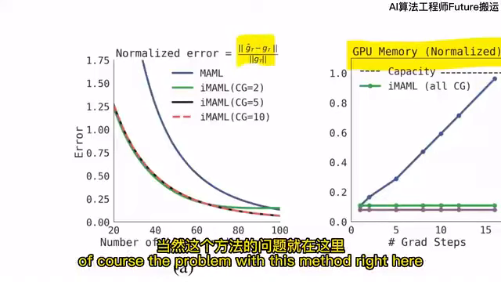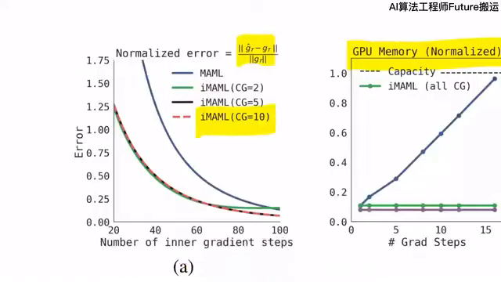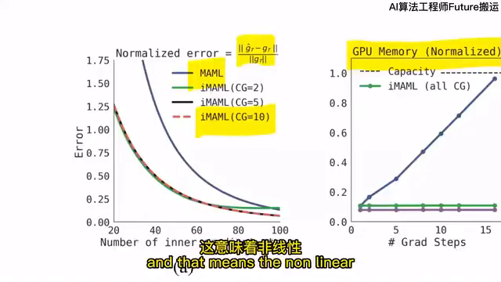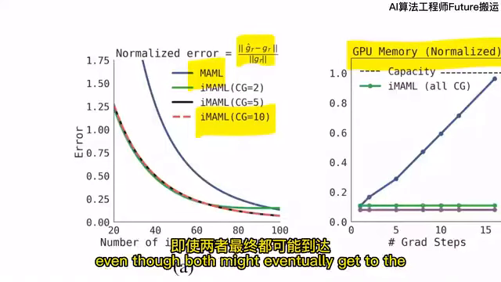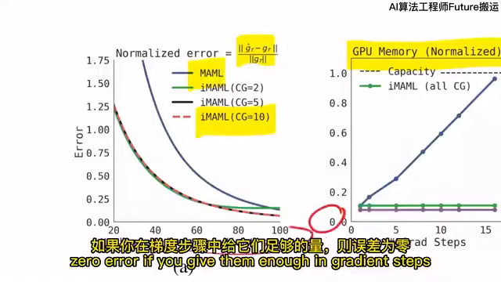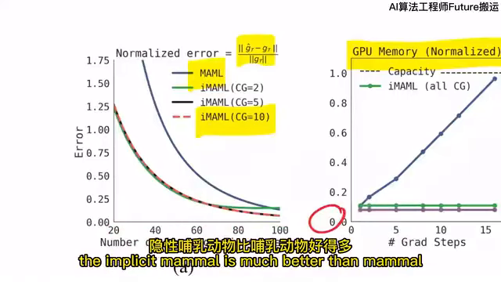Of course, the problem with this method right here is that you do these approximations and those could hurt you. But the problem with MAML is that you're backpropagating through the optimization procedure, and that means the nonlinear errors could sort of accumulate. And as you can see here, even though both might eventually get to zero error if you give them enough inner gradient steps, especially at the low inner gradient step regime, the implicit MAML is much better than MAML.